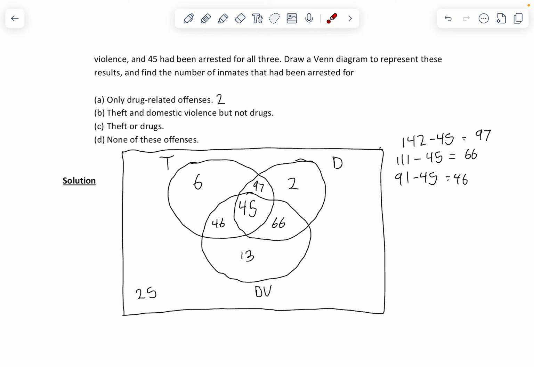How many were arrested for theft and domestic violence, but not drugs? So that would be the overlap between the T and the DV circles, but outside the D circle. So that would be this number right here, which is 46.